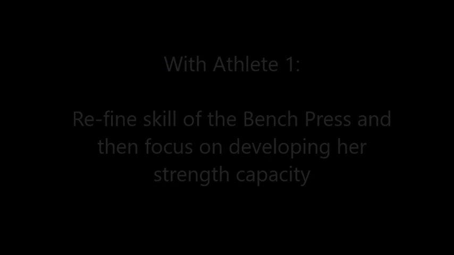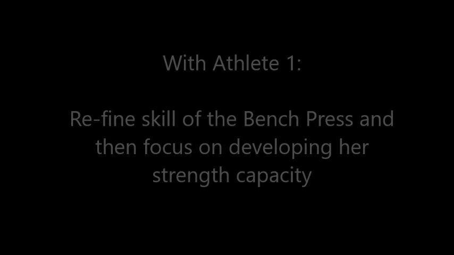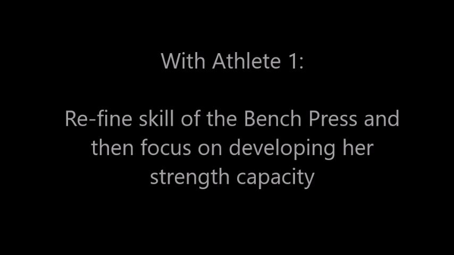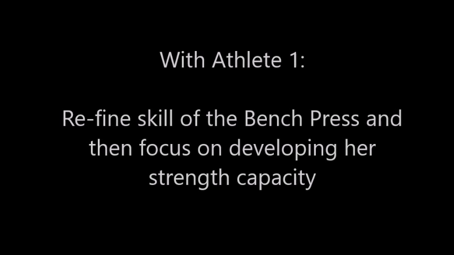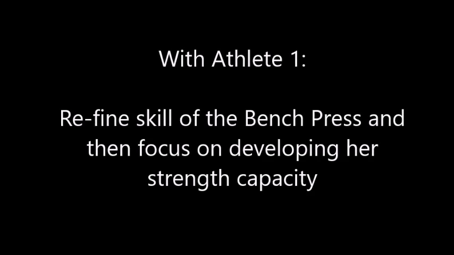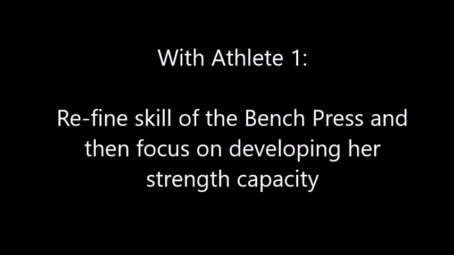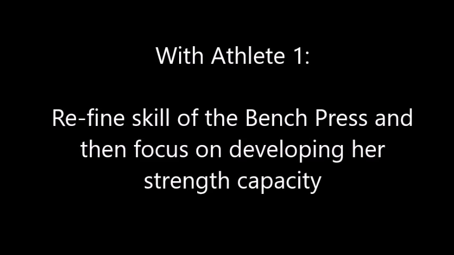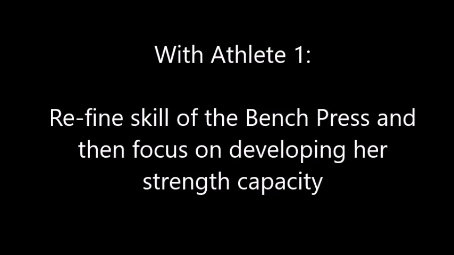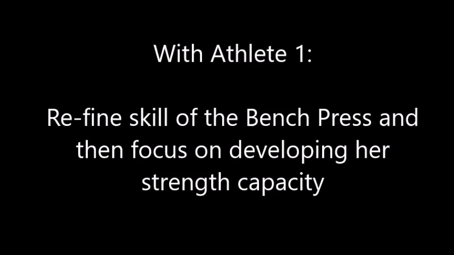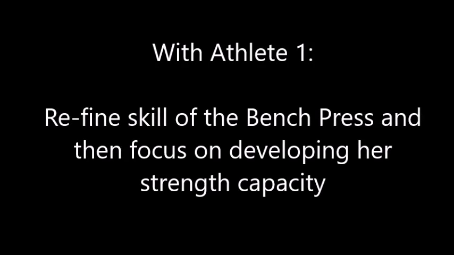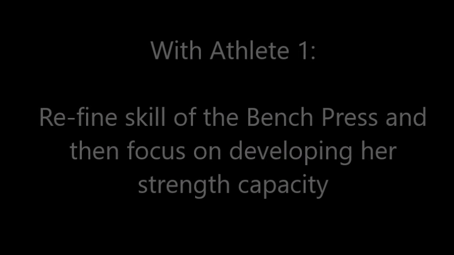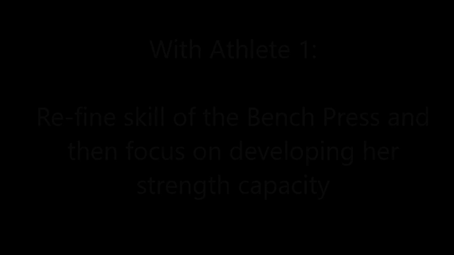To summarize, with athlete 1, we would focus on refining her skill of the bench press, and once we became satisfied with her skill acquisition of the bench press, then we would solely focus on developing her strength capacity for her upper body through the bench press. So to be clear, this athlete not only is deficient in her skill acquisition of the bench press, but she is also deficient in her upper body strength. But she is strong enough, or has the current strength capacity, to be able to bench a 20 kilo bar. She just lacks the skill and coordination to bench the 20 kilo bar efficiently.